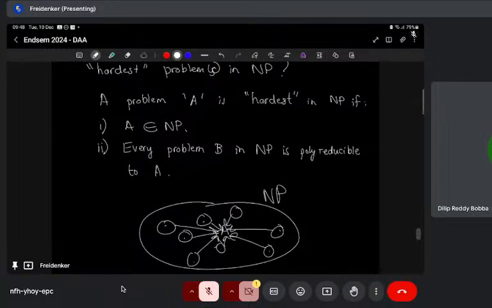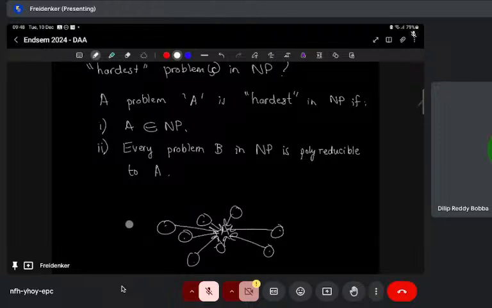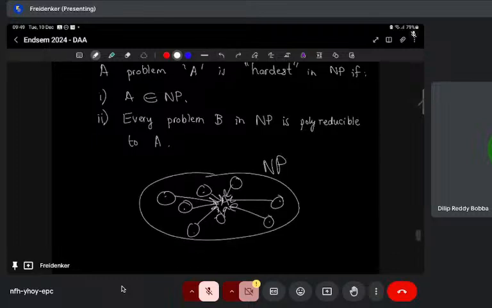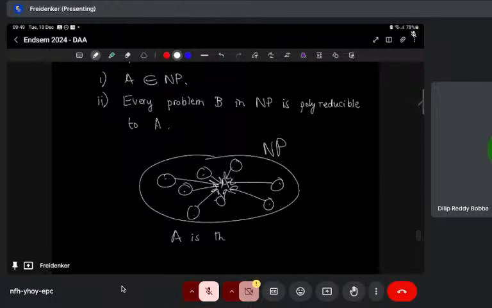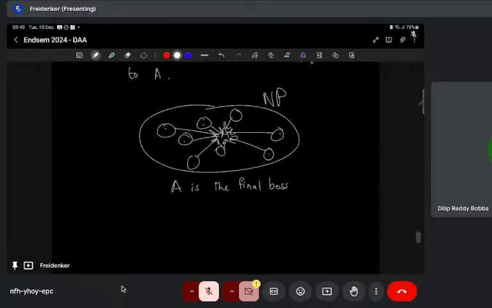So it's like the main problem. If I solve this, every other problem will be solved because I can reduce every other problem to A in polynomial time. Let me just keep this diagram. A is like the main boss, or the final boss, something like that. Okay, so the formal term for hardest in this case is NP complete.